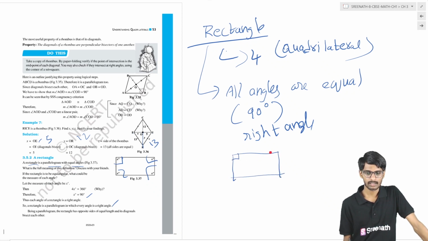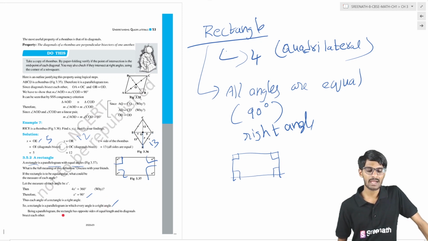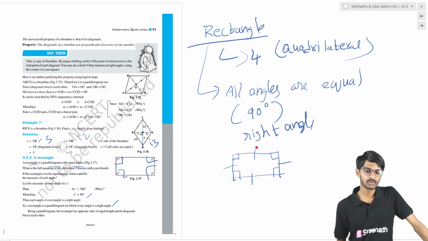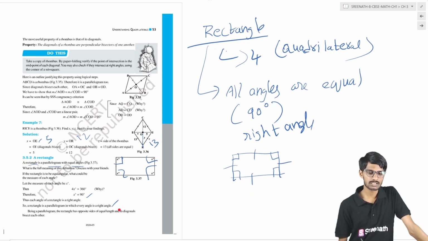So here, everywhere it is 90 degrees, students. Being a parallelogram, the rectangle has opposite sides of equal length. So basically this side and this side are equal, and this side and this side are equal. So when the opposite sides are equal, we call it a parallelogram also, students.